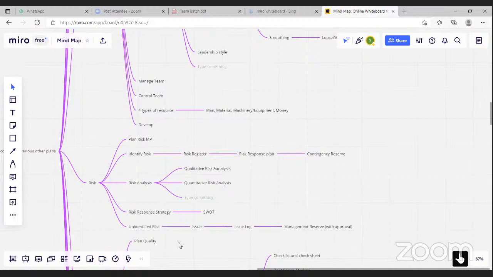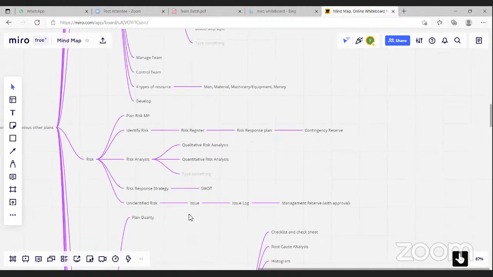And if there is any unidentified risk that occurs, it is called an issue, and we put that in an issue log, and we manage it. We do the workaround, and we manage it with the management reserve.